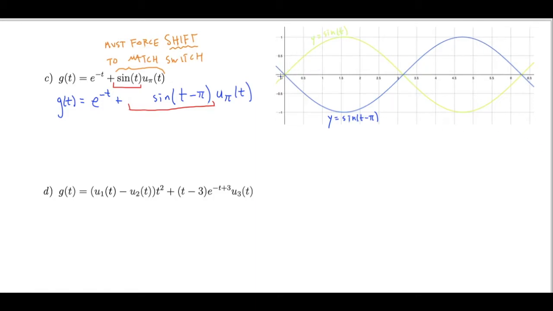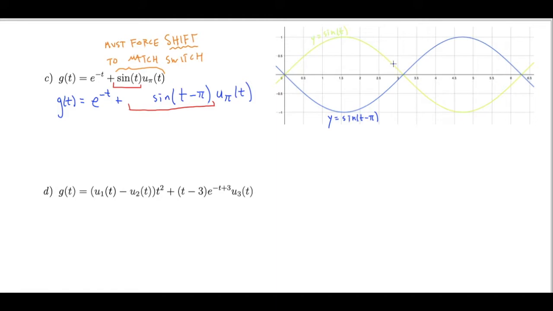Here I've graphed y equals sine of t and y equals sine of t minus pi. So again, I have sine of t. I need this function to be sine of t. If I just have sine of t minus pi by itself, obviously those two functions are not equal. This has been shifted to the right by pi units. So you can see sine starting here, and then on this blue function, it's the same function, but it starts here, at pi seconds, as it were.